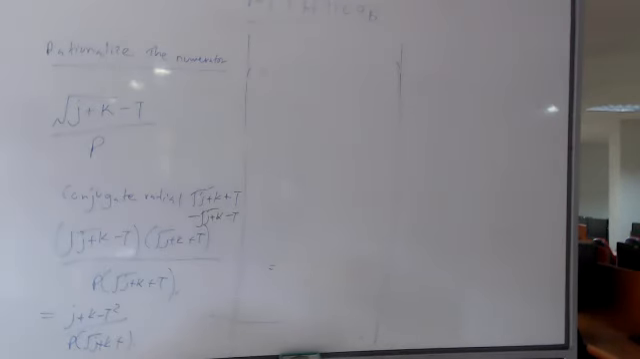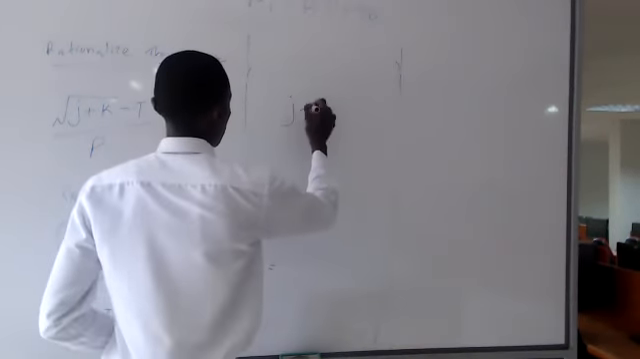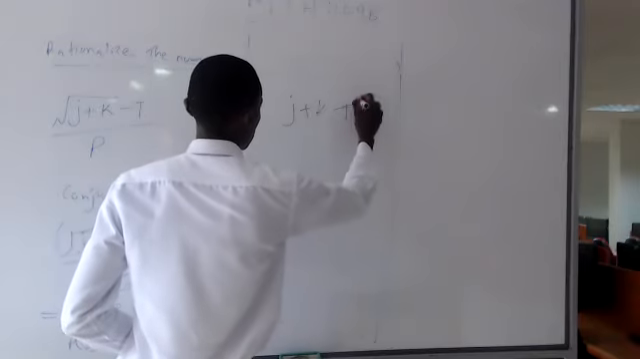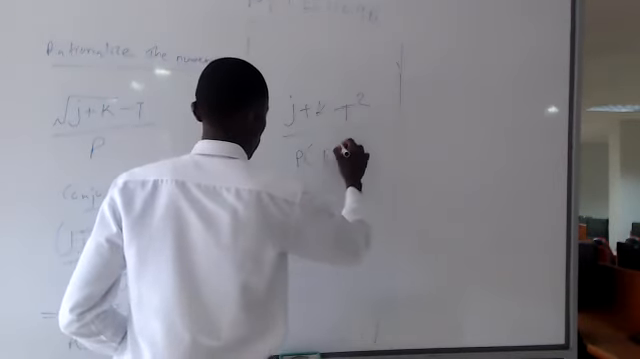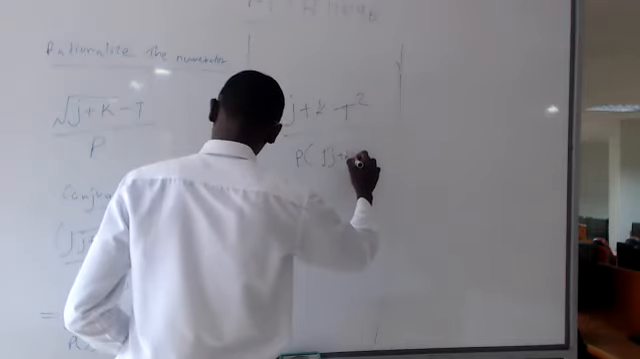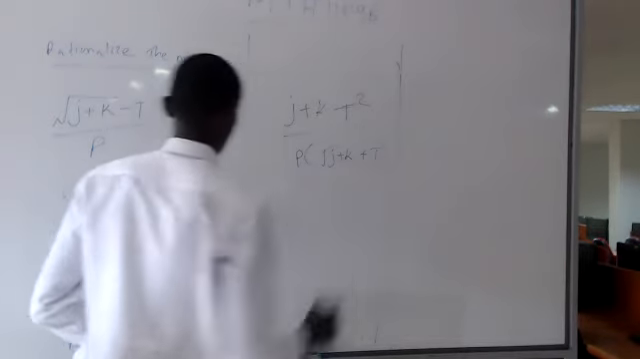Excuse me. Hello, excuse me. Go ahead. I can see the answer at the bottom of the board. Here. Yes. This is just j plus k minus t squared divided by p square root of j plus k plus t.